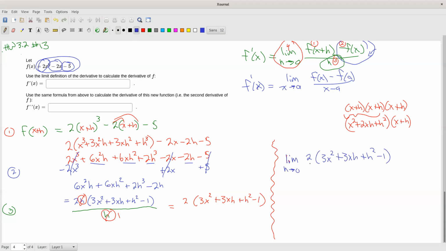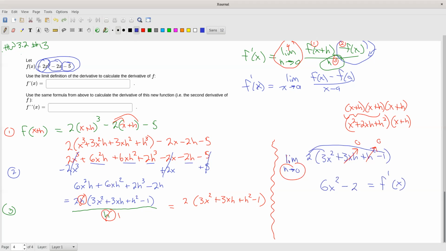And at this point, we should be ready to cheat and just throw the h in. So as we take h to 0, this is 0 times 3x, which is 0. 0 squared is 0. So it looks like the limit is 2 times whatever's left. So 2 times 3x squared is 6x squared. 2 times negative 1 is, oops, not plus, but minus 2. So that right there should be f prime of x.